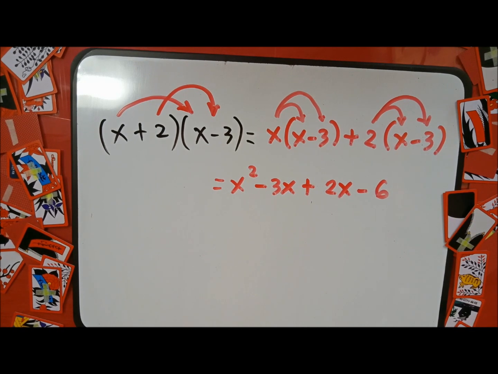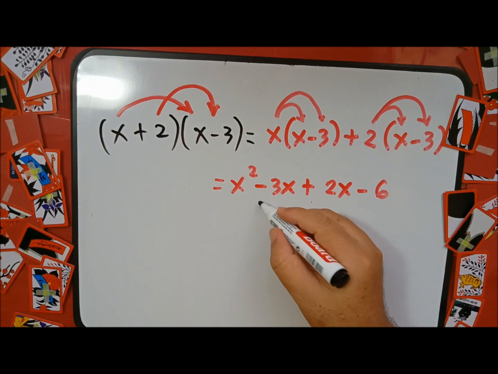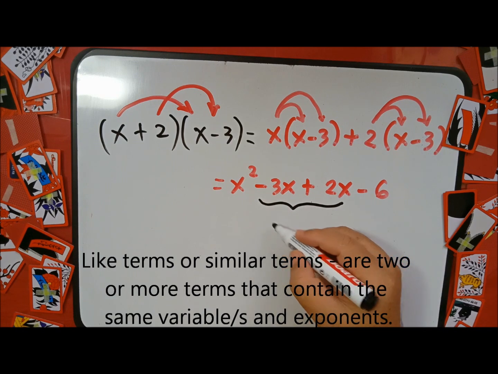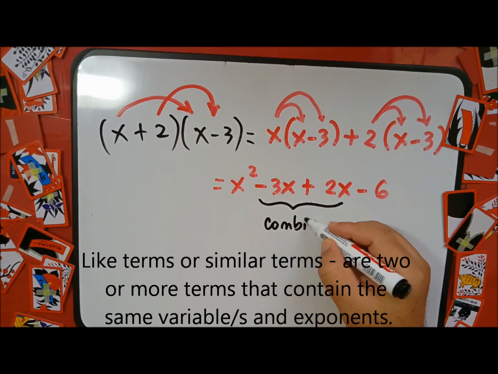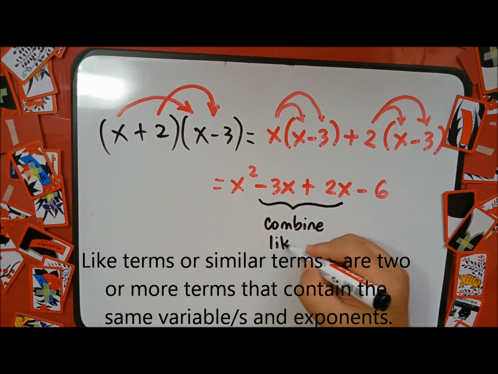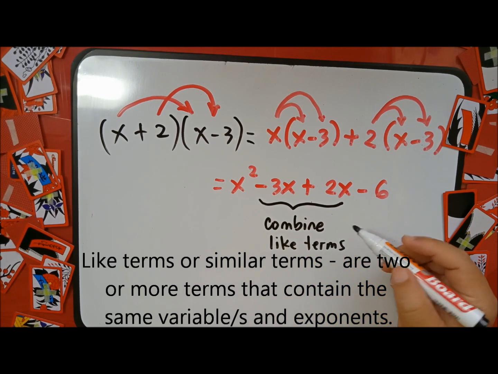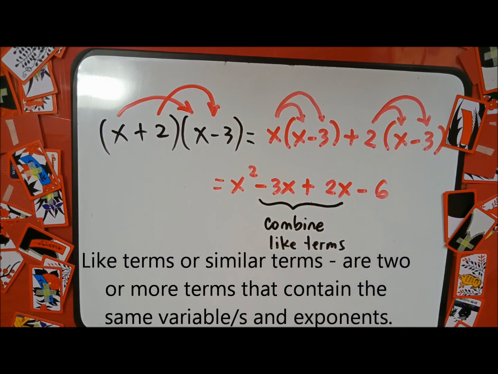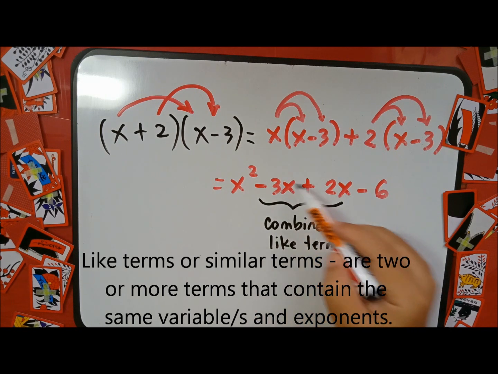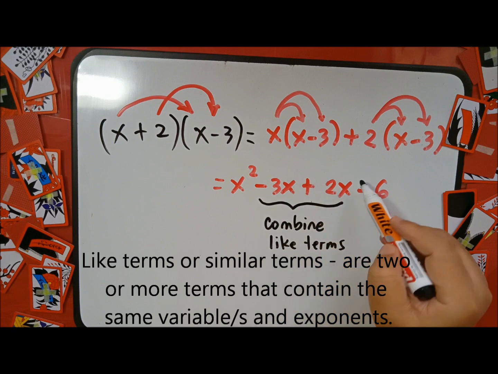Now, what will you do with this? This is not yet the final answer. You have to combine like terms. What do I mean by similar terms? Like terms are two or more terms that contain the same variables and exponents. Same variables, x and x. Same exponent, 1 and 1.